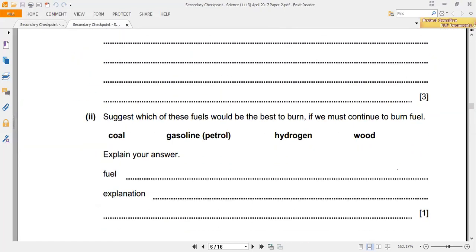Number C. Suggest which of these fuels would be the best to burn if we must continue to burn fuel. Coal, gasoline, petrol, hydrogen, wood. Explain your answer. The fuel is, and the explanation. From my point of view, I see that hydrogen. Why? Because it's less polluting than the others.